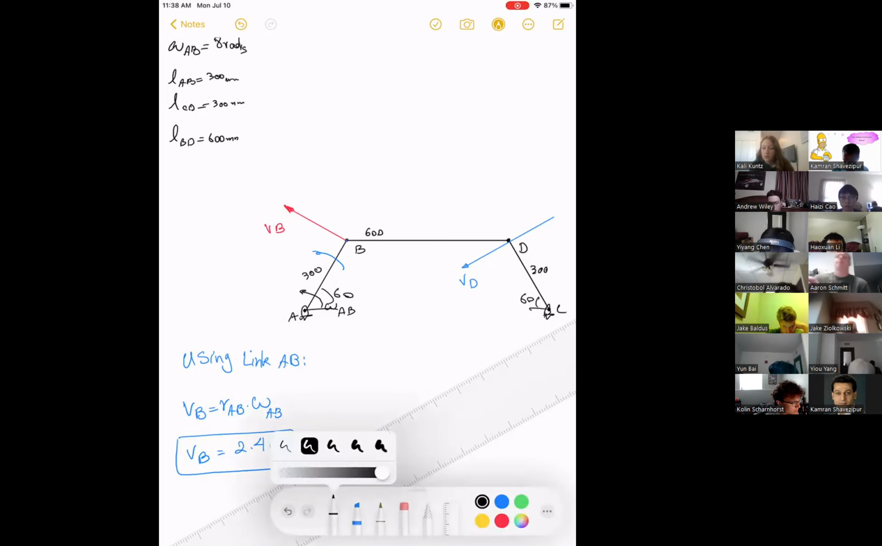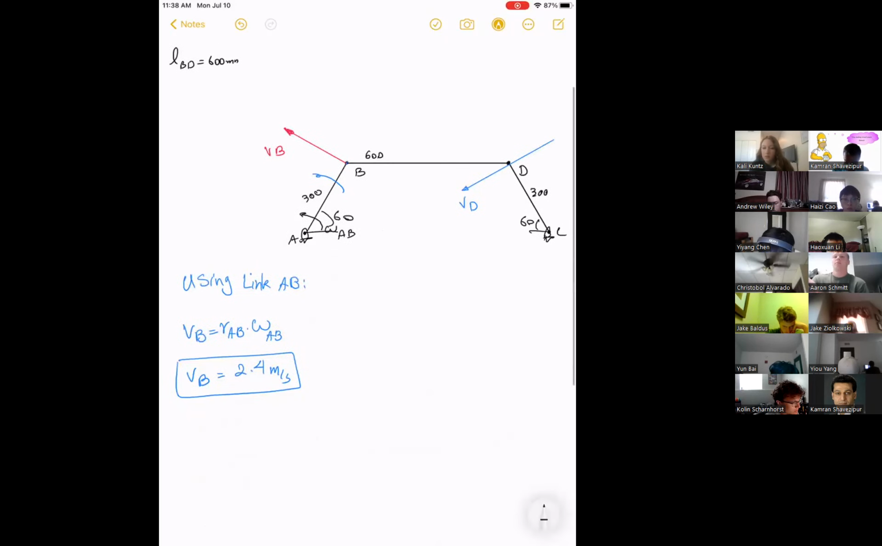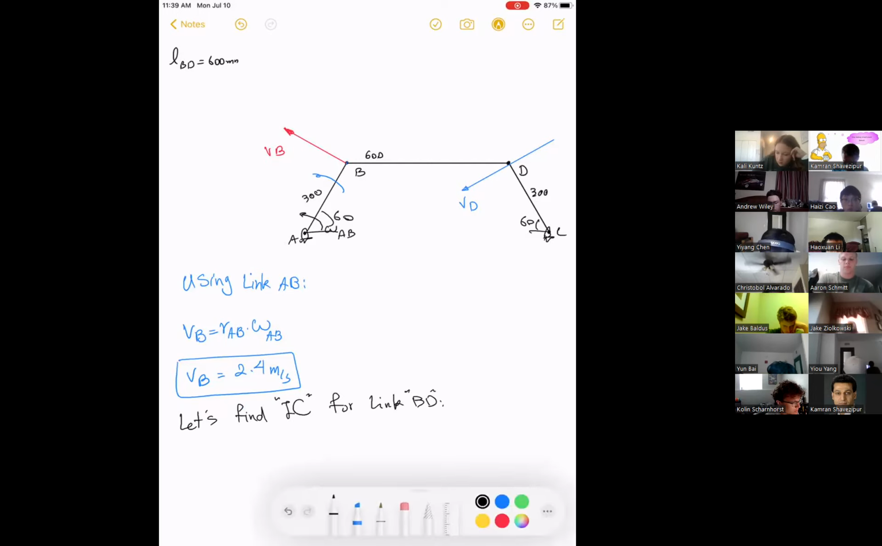So let's find IC for link BD. What I need is 2 points with their direction of velocities. And those 2 points for me are point B and point D, right? I know the direction of velocity.